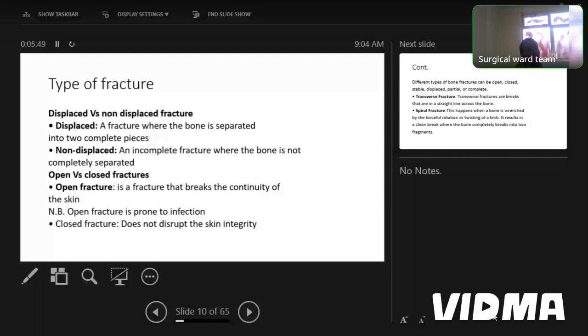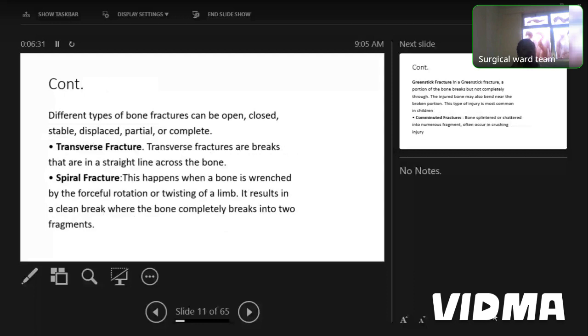Another category is open fracture versus closed fracture. As its name indicates, an open fracture breaks through the skin. An open fracture is more prone and susceptible to infection because it is open, so it is easily exposed to infection. A closed fracture does not disrupt the skin integrity. It is inside the skin, but it does not break the skin continuity.